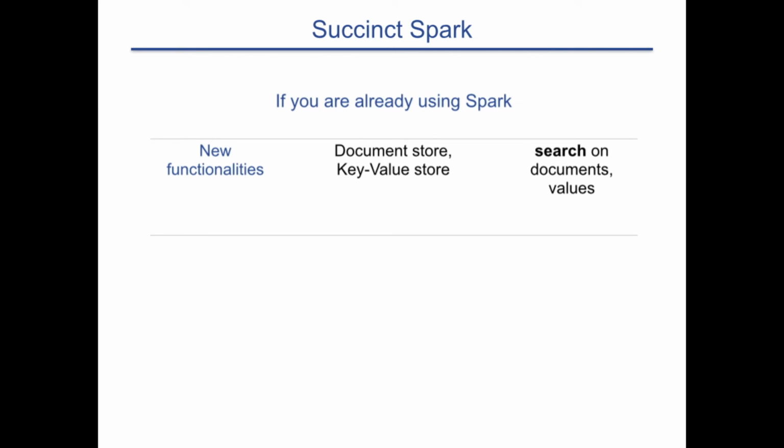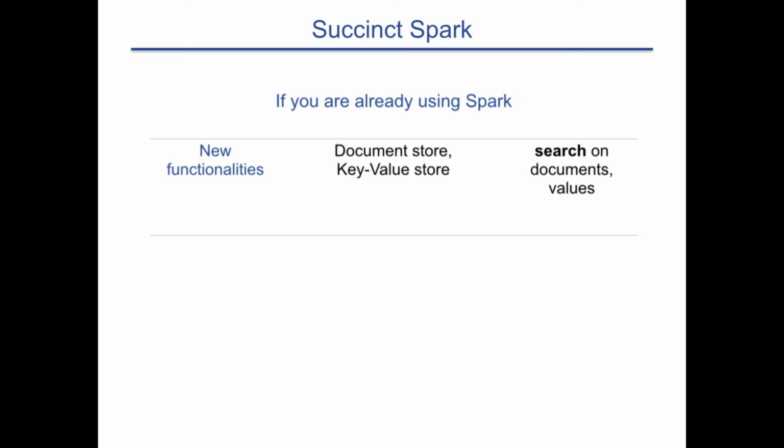Okay, so let me now talk about Succinct on Spark a little bit. Why is Succinct on Spark interesting? We think it may be interesting for multiple reasons for different people. So one thing is that you should already be using Spark, which I hope all of you are. What Succinct on Spark allows you to do is get some new functionalities on top of Spark. It allows you to use Spark as a document store. You can even use it as a key value store.